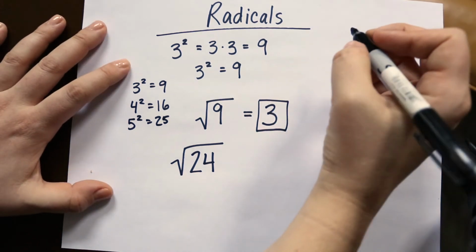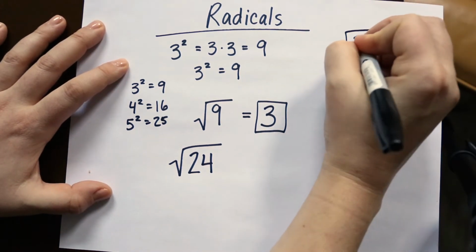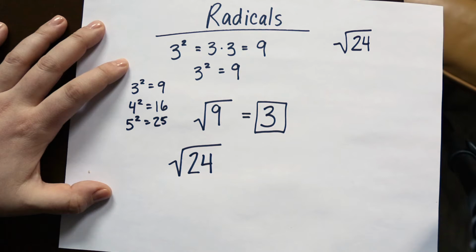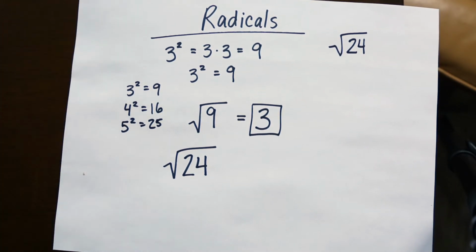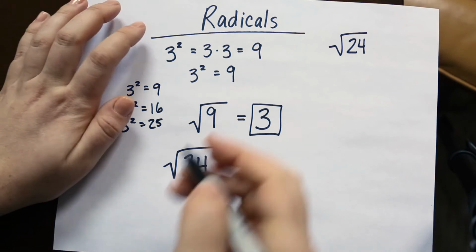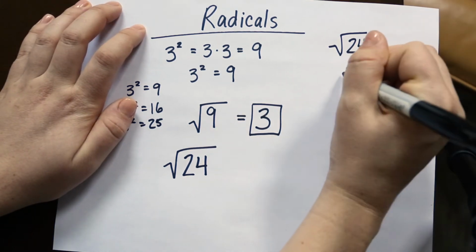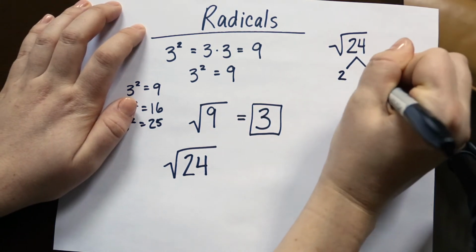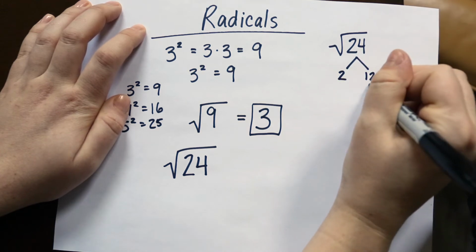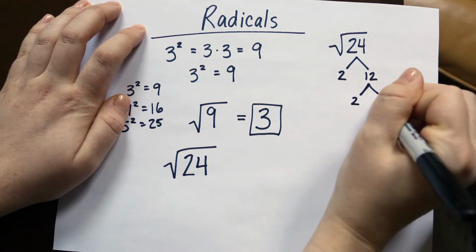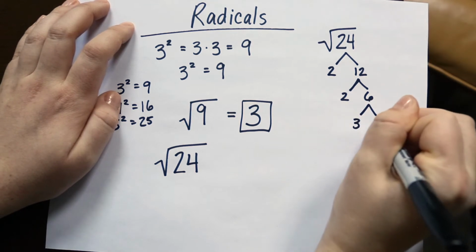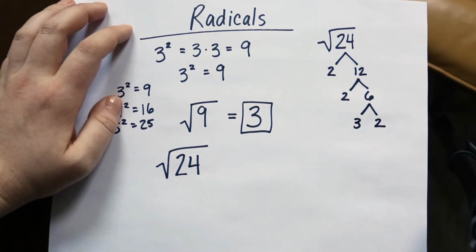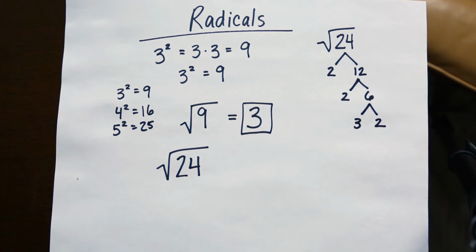Well, there's two different ways you can do this. One way is we can do a factor tree. So what we're going to do is try to figure out all of the factors that go into 24. So you might first think 2 times 12, and then you could say 12 goes into 2 times 6, 3 times 2, and now I think we've hit all of our prime numbers.